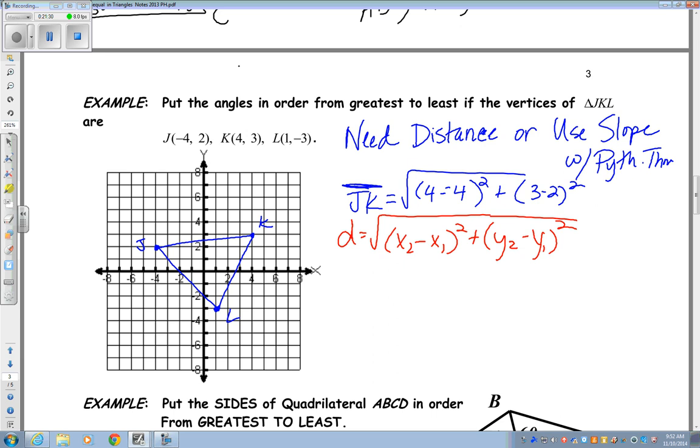All right, what's 4 minus a negative 4? No. Positive 8. So we're going to do 8 squared and 3 minus 2, 1 squared. We have to actually square it before we can take the square root. So 8 squared gives you 64, plus 1, the square root of 65, which is approximately what? Yeah, it is 8 point something. What is it?